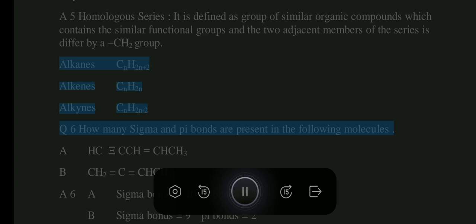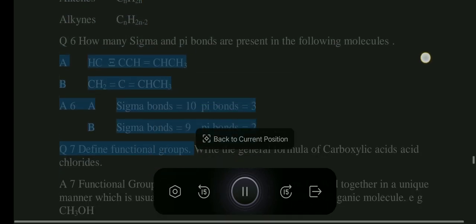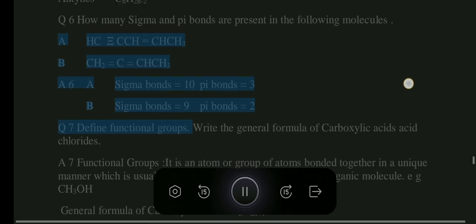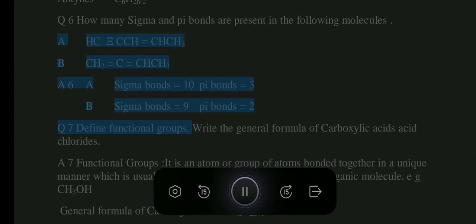Q6. How many sigma and pi bonds are present in the following molecules? A. HC≡C-CH=CH2; B. CH2=CH-CH3. Answer: A. Sigma bonds equals 10, pi bonds equals 3. B. Sigma bonds equals 9, pi bonds equals 2.